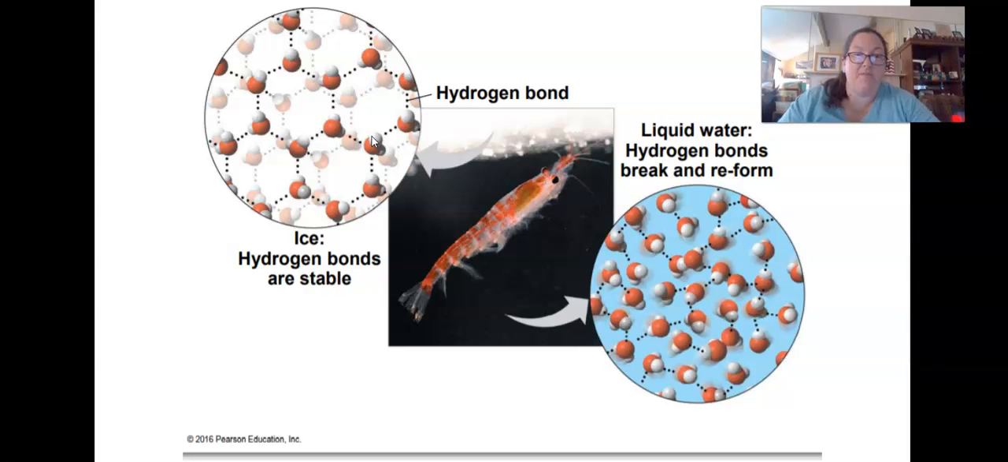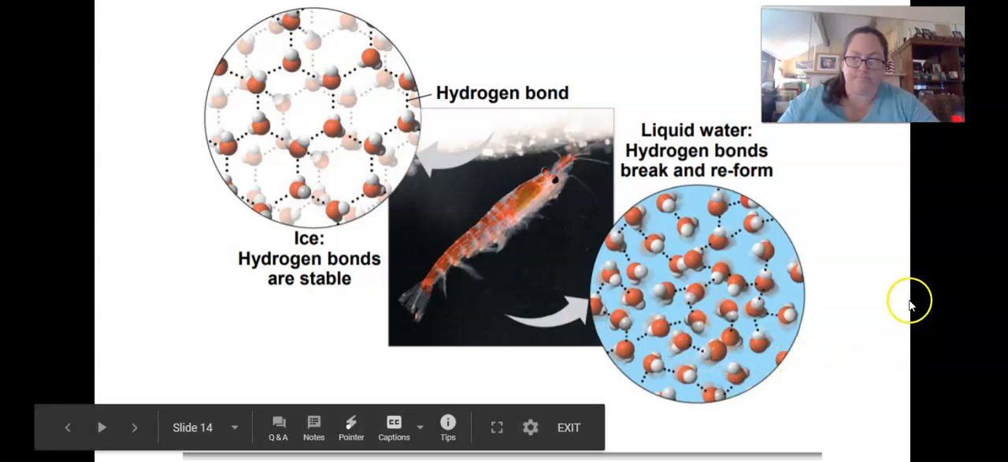What would happen if it didn't do that? It would sink to the bottom, and then the top layer would freeze again and sink to the bottom, and eventually the whole pond would freeze, and this little guy would die. So water is cool. Frozen water, even more cool.